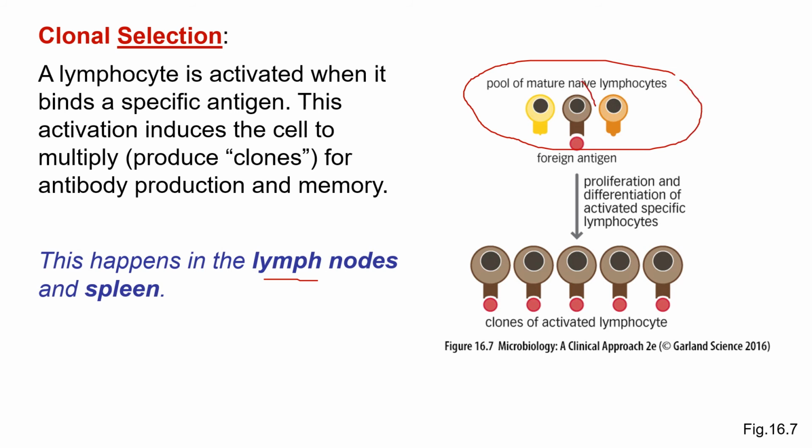This one here recognizes an antigen. So maybe now you're exposed to the measles vaccine. And boom, it clones itself. This is clonal selection. Now we have cells that are active and ready to go, and some of them are going to be memory cells. So we'll talk about that process shortly.